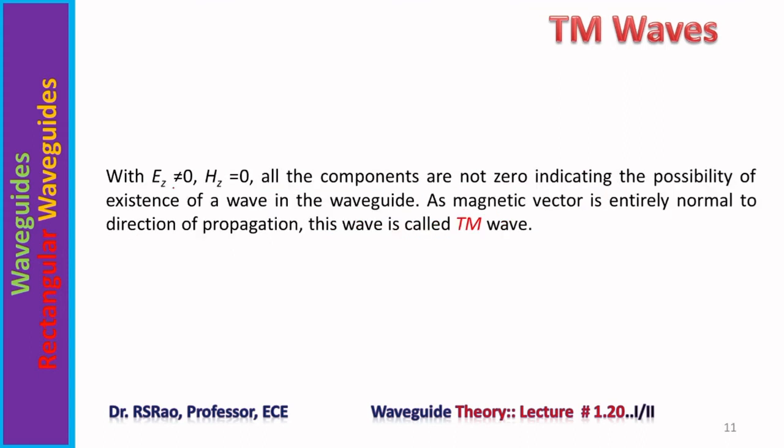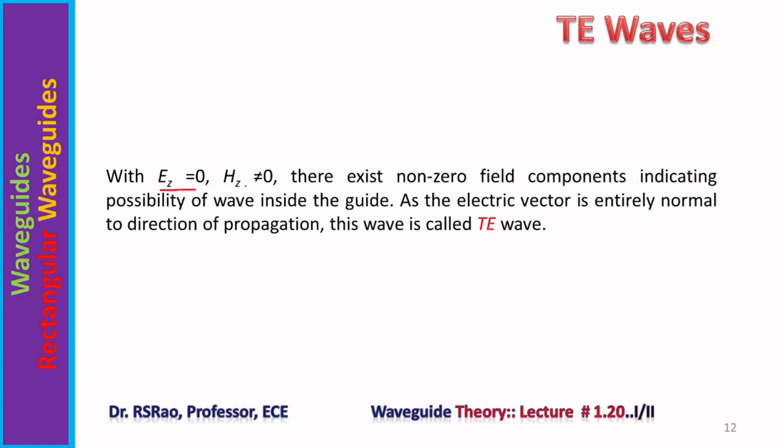With Ez not equal to 0 and Hz = 0, this wave is called TM, transverse magnetic. Here, this is the direction of propagation. Hz = 0 means H is perpendicular to the direction of propagation entirely. Ez not 0 means E is like this, having a component along the direction of propagation. This is the TM wave, with Ez not 0 and Hz = 0. All the components are not 0, so there is a possibility for the existence of a wave in the waveguide. This wave is called, as already mentioned, TM wave.